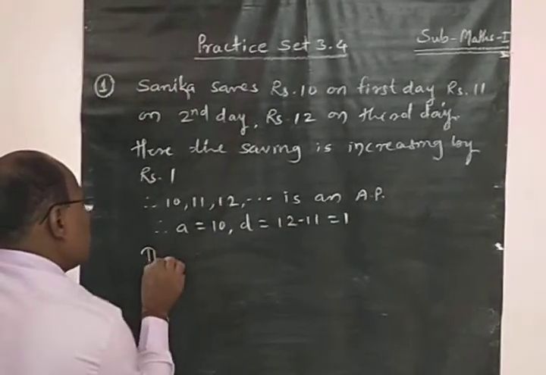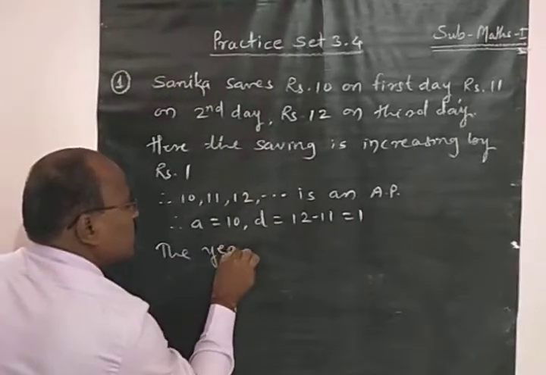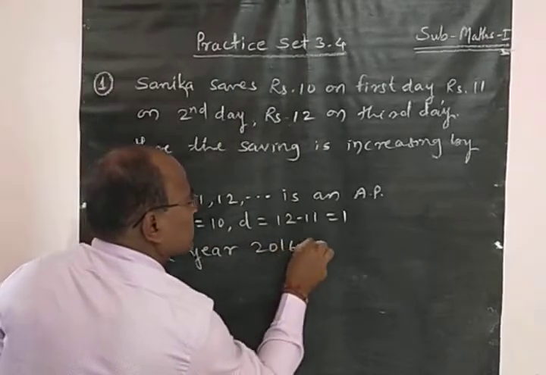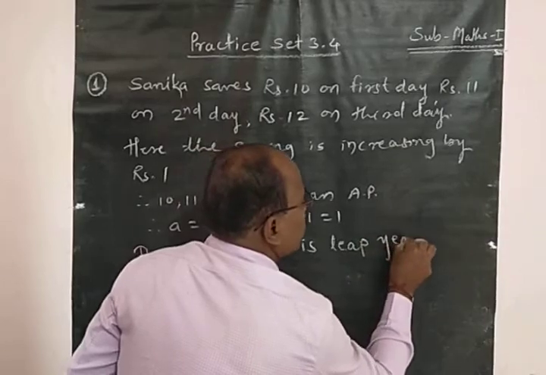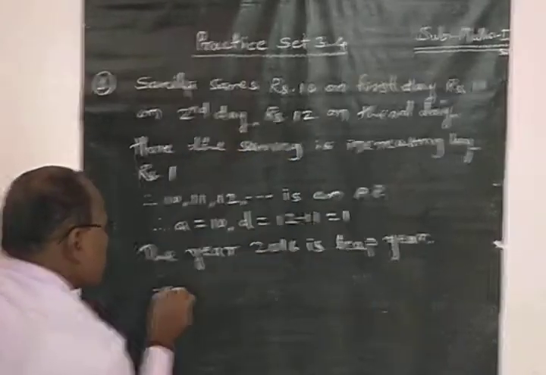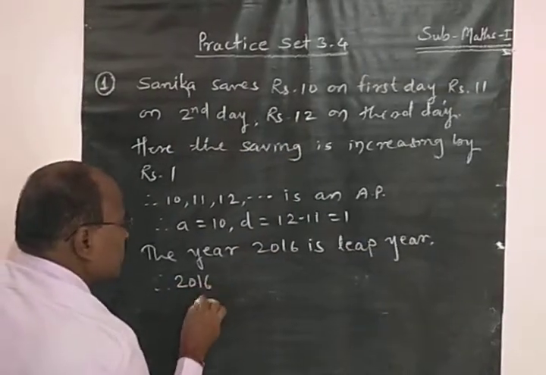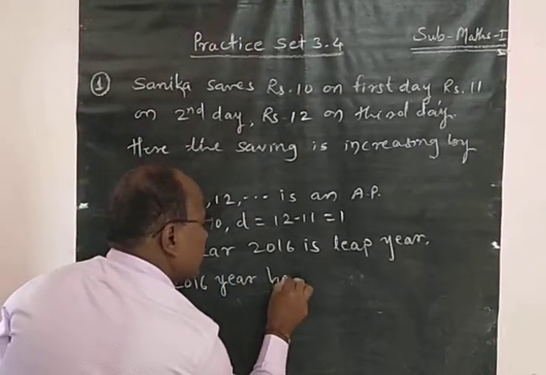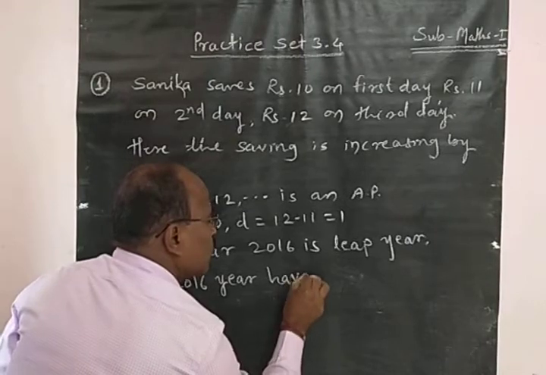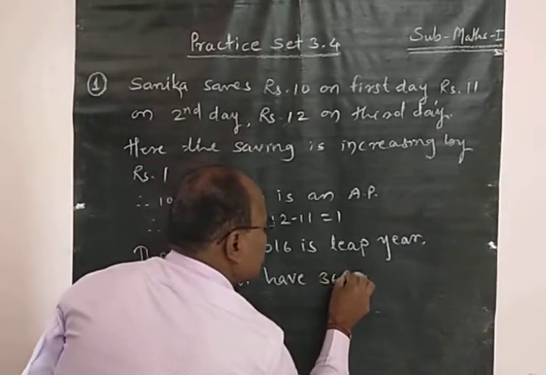The year 2016 is a leap year. Therefore 2016 year has 366 days.